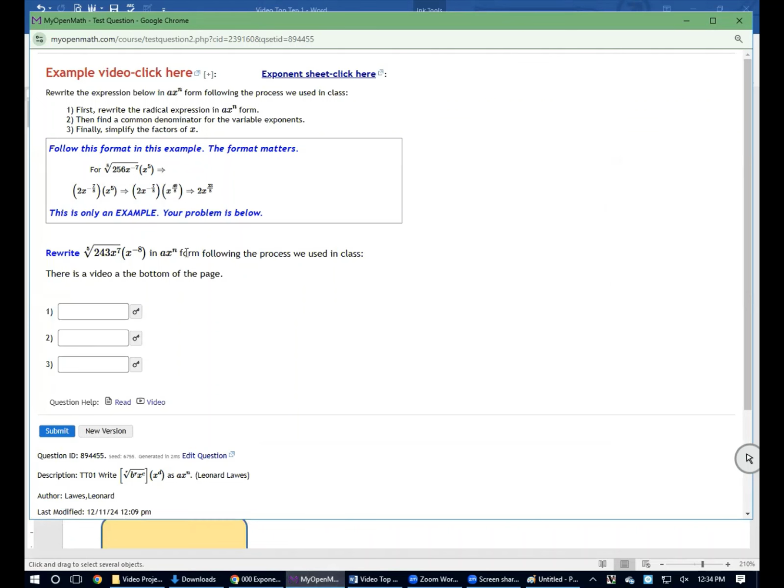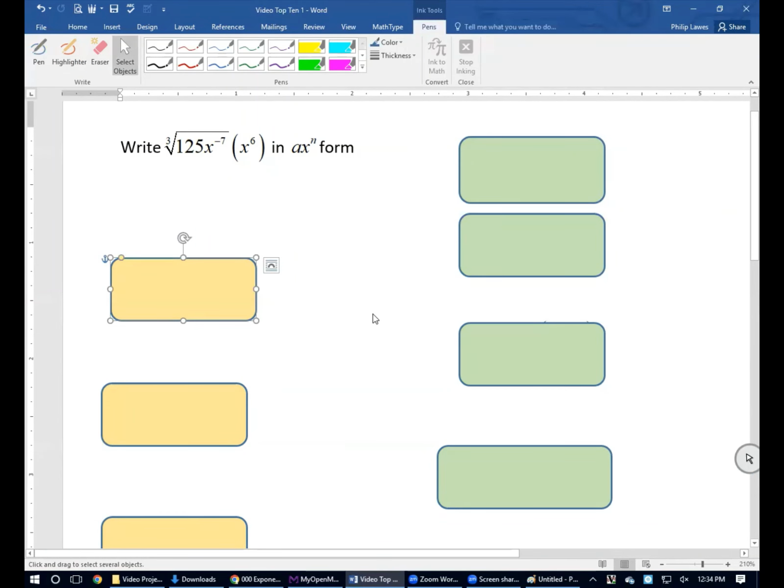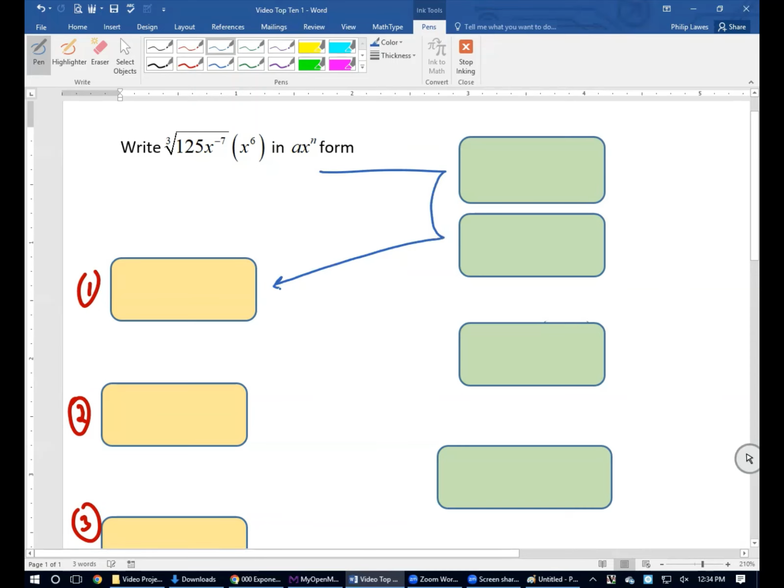The instructions say to rewrite the expression below in ax to the n form following the process we've used in class. And there are going to be 3 steps. You'll need this exponent sheet to help you complete the steps. So I've written them out on a piece of paper here. And these are the 3 steps. Of course, that's the final answer down there. And these are the processes we're going to use to get each step.